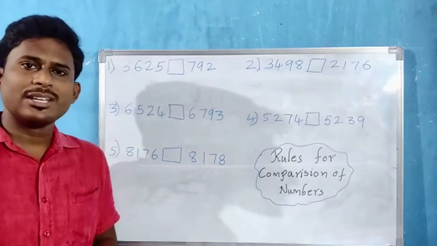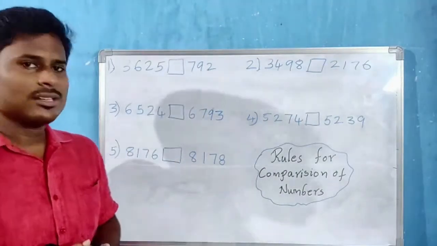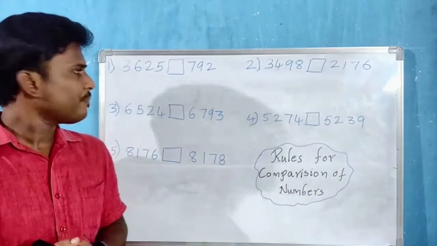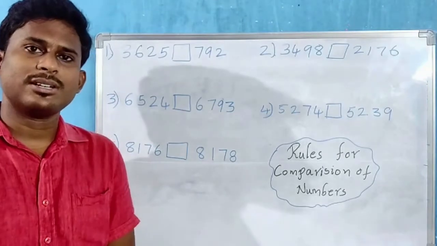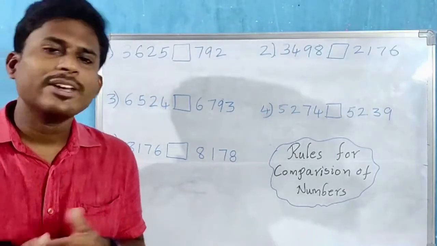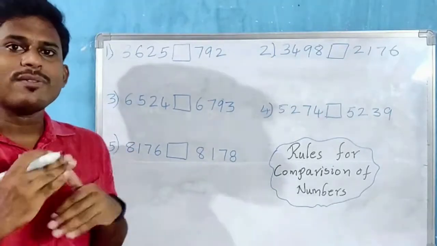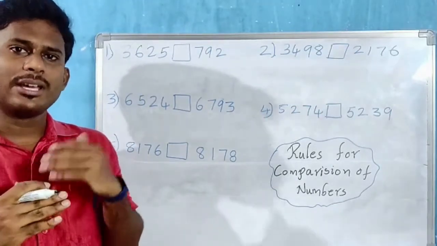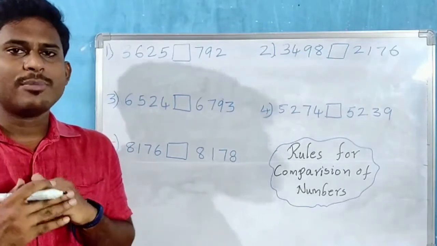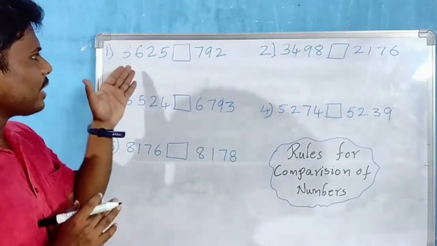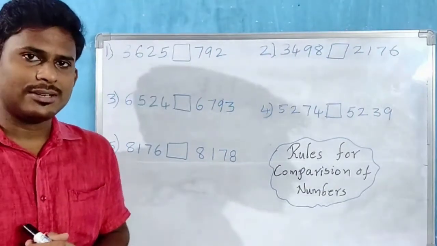How many digits are there in this number? 4 digits. On the right hand side, if you compare, it is a 3-digit number. So is the 4-digit number greater or the 3-digit number greater? Yes, very good. See, the bigger the digits, the bigger the number. So when the number of digits increases, the number increases. When a number has more digits, the number is greater. So we came to know that this number is greater and this number is less than.